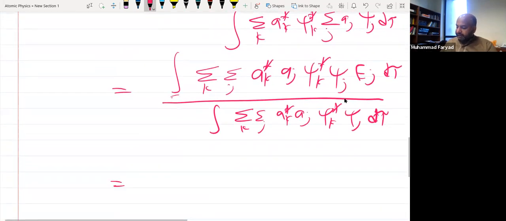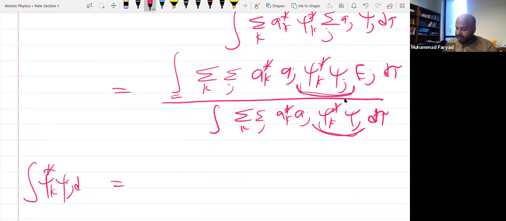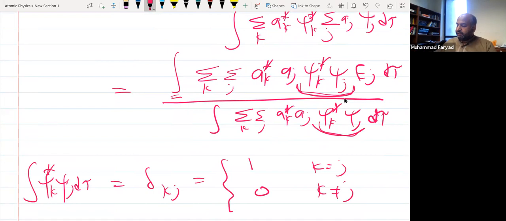Now I can take this integral inside, and since they form an orthonormal set, these psi k and psi j, and similarly these psi k and psi j, the integral of psi k star psi j d tau can be written as delta kj, which means that this integral is 1 if k is equal to j, and 0 if k is not equal to j. Whenever k and j are different, they are two different eigenfunctions and their integral would be 0 because of orthonormality. And when j is equal to k, then the integral would be 1.